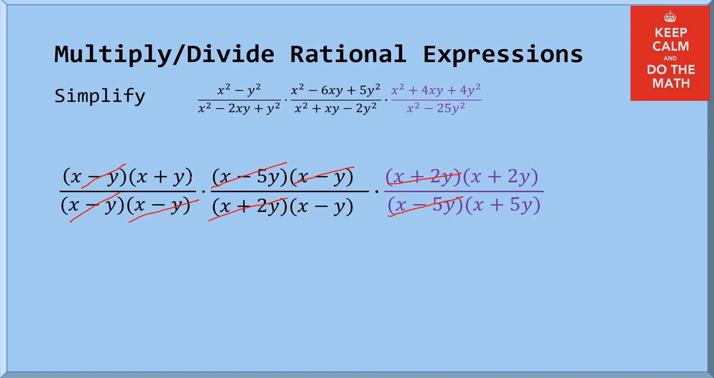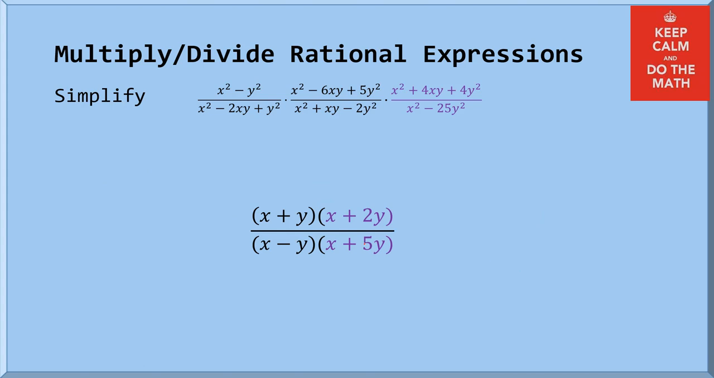So what I have left is simply going to be the product of x plus y and x plus 2y in the numerator. And in the denominator, the product of x plus 5y times x minus y. And so to write that out, I'm simply going to go through here and leave x plus y times x plus 2y over x minus y times x plus 5y. Again, whether you multiply those out will depend on the problem and what the expectation is.